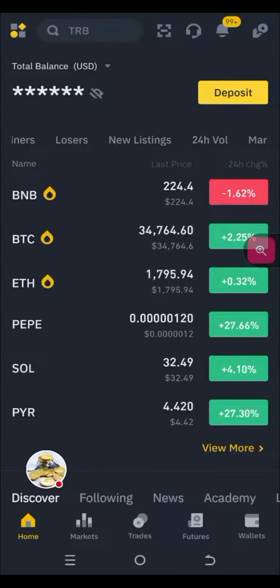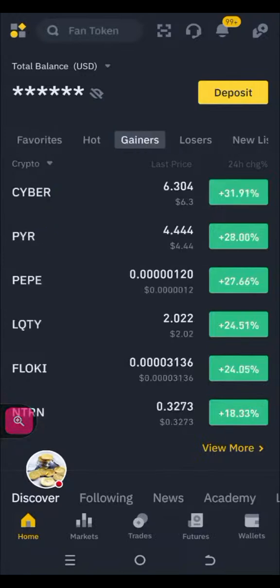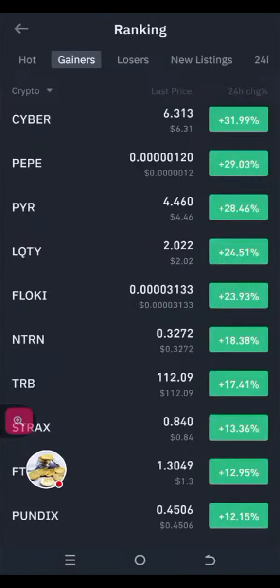So that's the concept behind choosing either gainers, losers, or new listings. But I'm going to go with gainers. The reason why I love to go with gainers is because, not as if I'm so sure, but at least coupled with technical analysis, I should be able to get it right. So let's go ahead. Let's do this.